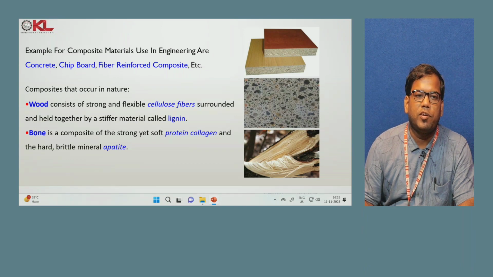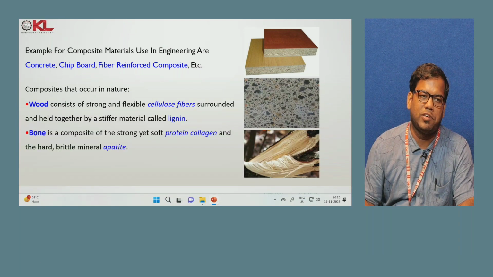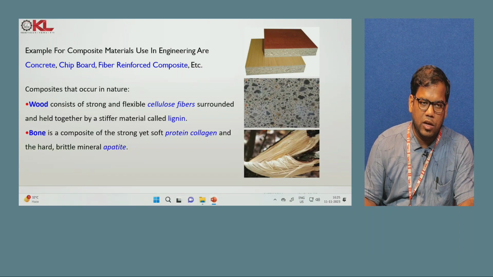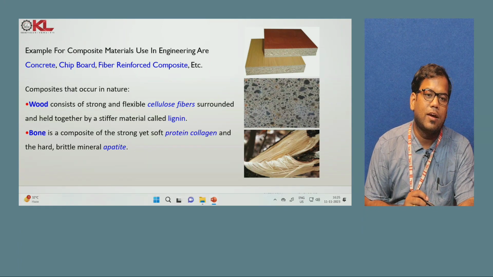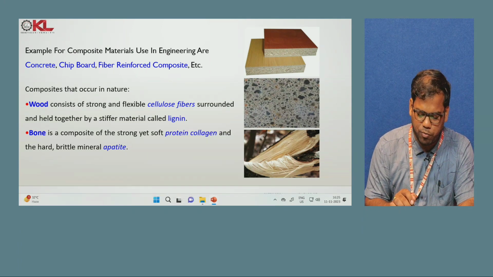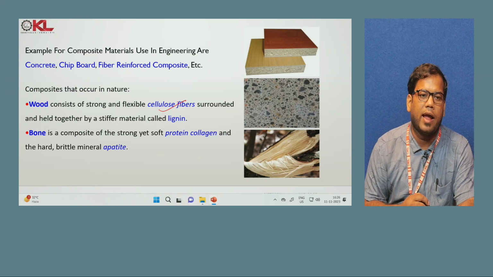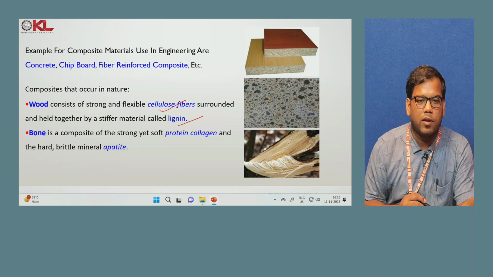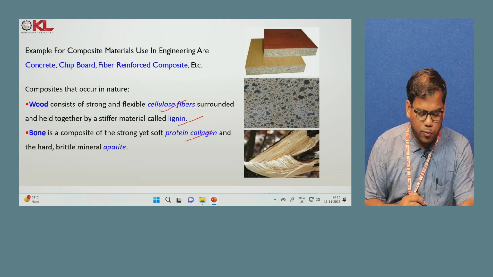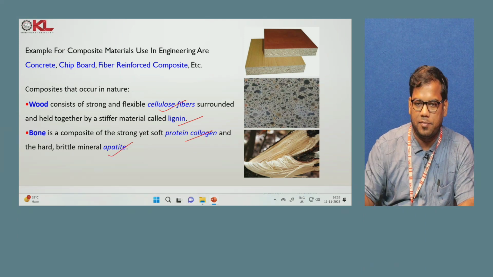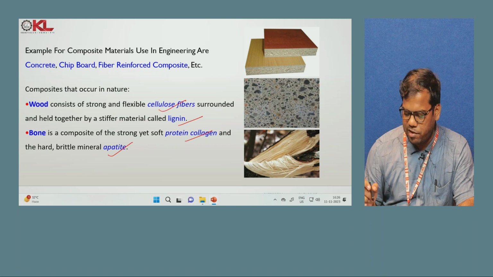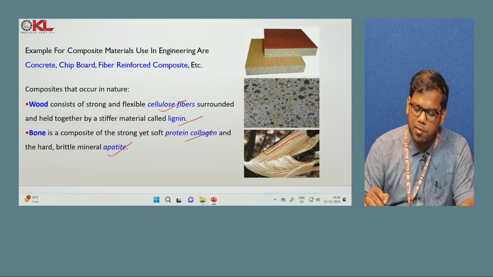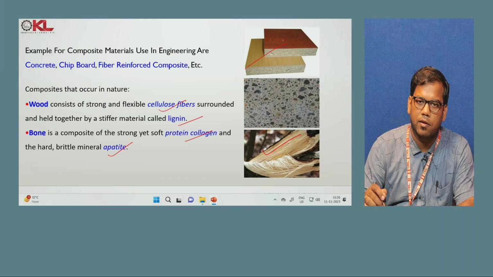Now, examples of composite materials used in engineering: concrete, chipboard, fiber reinforced composite, etc. Composites which occur in nature consist of strong flexible cellulose fibers surrounded and held together by a stiffer material called lignin. Bone is a composite of strong yet soft protein collagen with hard and brittle apatite. These are some examples of wood. This is an example of laminate wood.